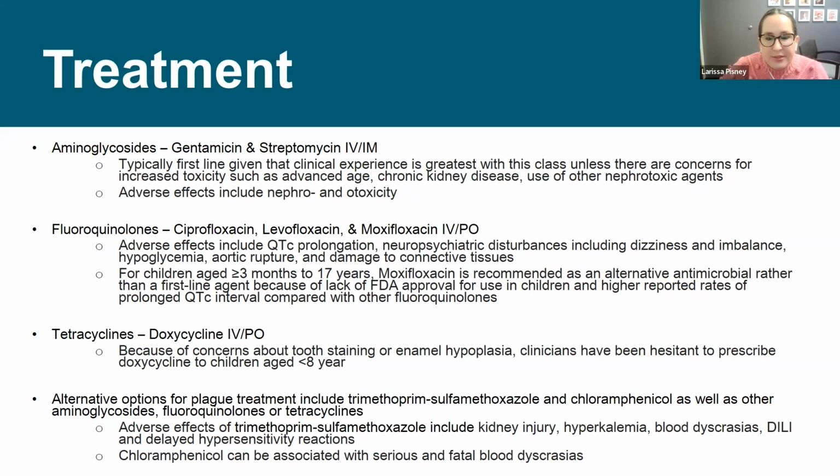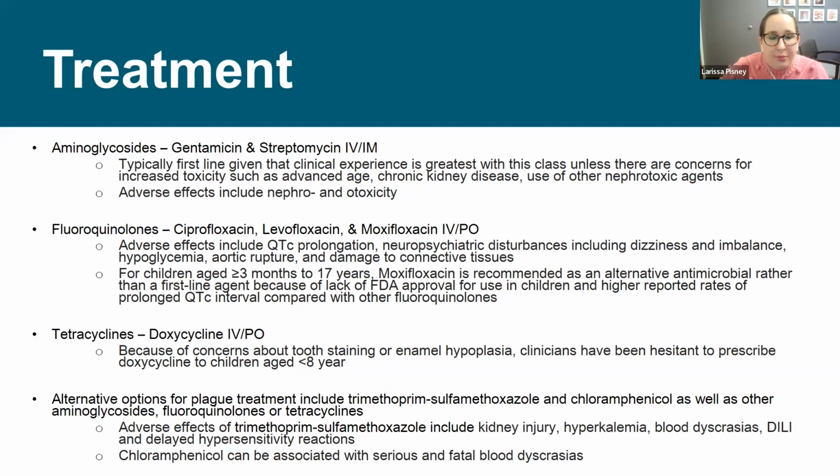For doxycycline specifically, often not used in children because of concerns for tooth staining or enamel hypoplasia, though those have not been described in brief courses of doxycycline. If that's the agent that's available to you, certainly would not restrict its use in a patient with plague just because of that.